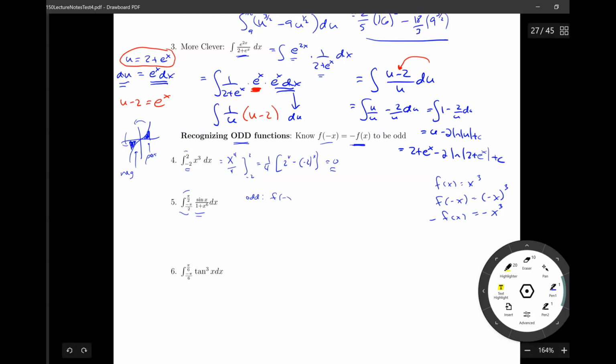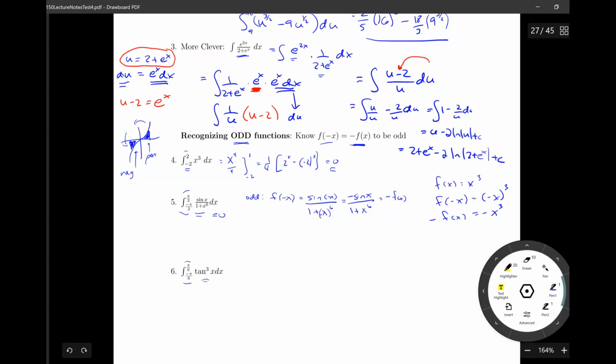So if I substitute negative x in, everywhere there's an x, I know this is negative sine of x, because I know that about the sine function. This gives me 1 plus x to the 6th. So this is negative f of x. So that means this is an odd function. So since it's from negative pi over 2 to pi over 2, this does give me an answer of 0. So again, this is an impossible integral.